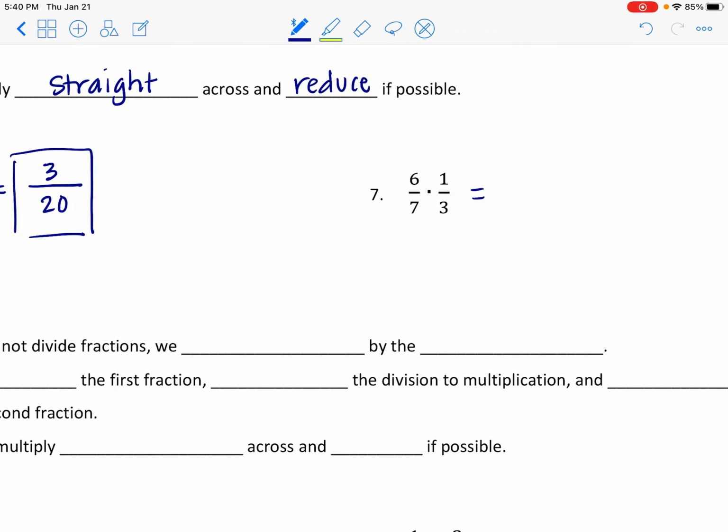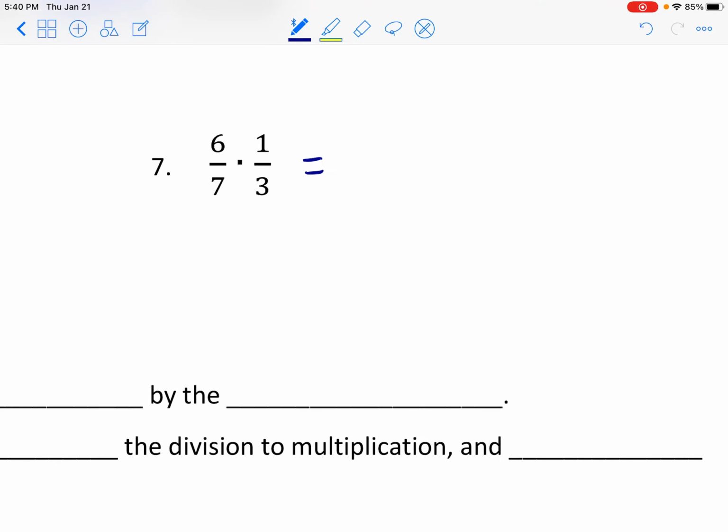Now here, when I multiply straight across the top, 6 times 1 makes 6. When I multiply straight across the bottom, 7 times 3 makes 21. Here we do have some common factors. So 6, again, if I broke 6 down, that's 2 times 3, so 2 times 3 on the top. And 21, if I broke that down, 21 is 3 times 7, so 3 times 7 on the bottom.